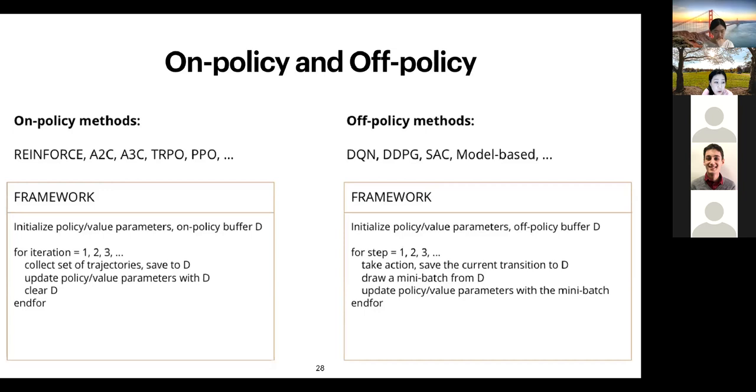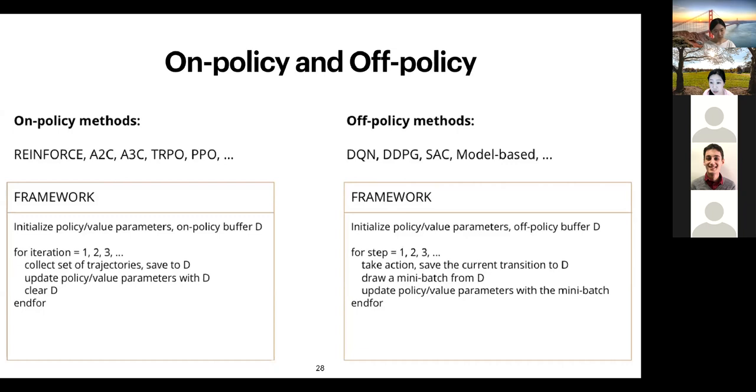So here are the different frameworks. Let's first look at the left-hand side one, which is on-policy methods. What we do for on-policy methods in deep reinforcement learning is initialize the policy or the value parameters. So you have an on-policy buffer. Yantao is using D to denote it because this is going to be a buffer of the collection of your training data. Why would we call it on-policy? Because you update the buffer as your learning goes, and you clear the buffer after one iteration. So we call that an iteration.